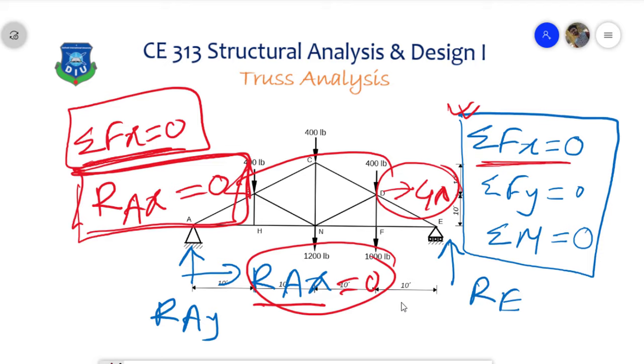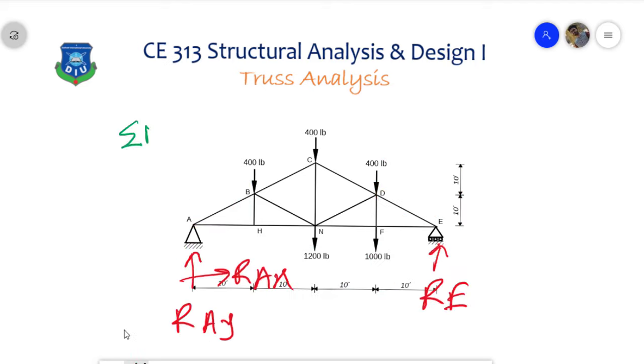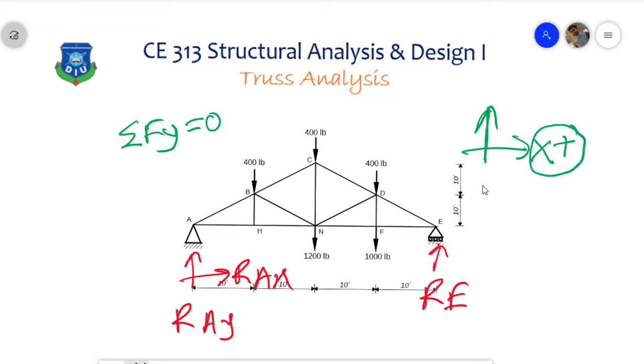Now let's apply the second formula. Before that, I should clean my board. Now let's apply summation of Fy equal to 0. So let's start with RAY. We know from the Cartesian coordinate system, the right side of the horizontal axis, x, is positive and the left side is negative, and the upper portion is positive and the lower portion is negative. So as this is upward, let's take it as positive.